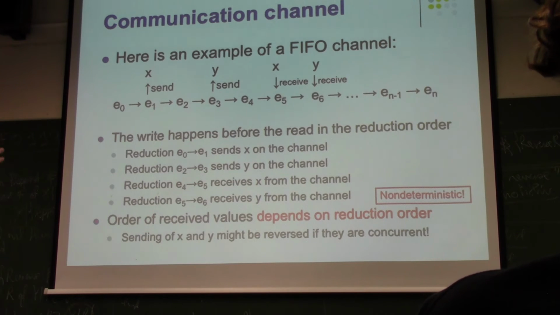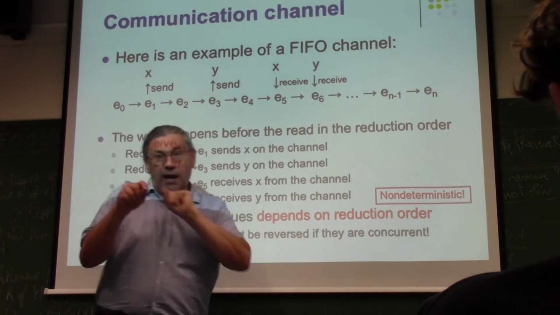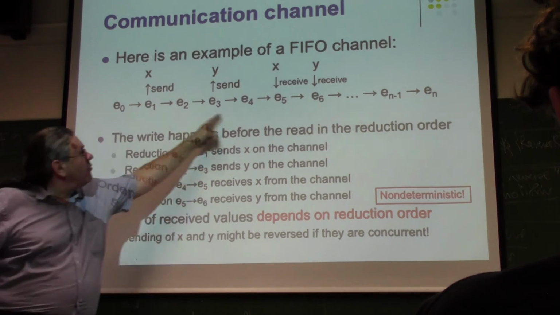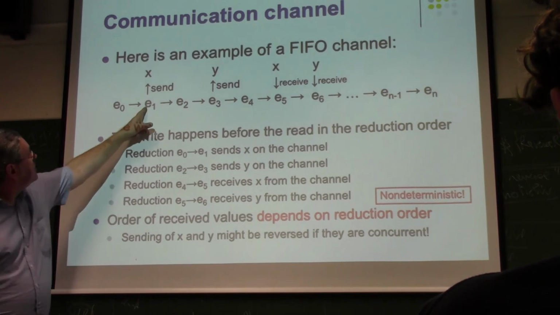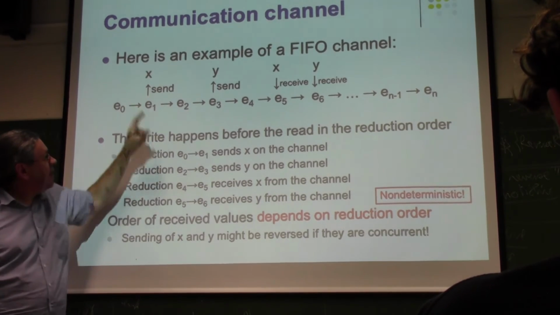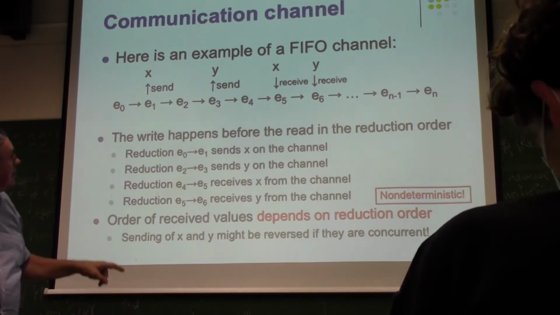But it resembles it. This is the communication channel example. So let's say we do a FIFO channel, first in, first out. That means the information will come out in the same order it goes in. So here again we have our reduction. We send X on the channel, so E0, E1 will send X on the channel. E2, E3 will send Y.